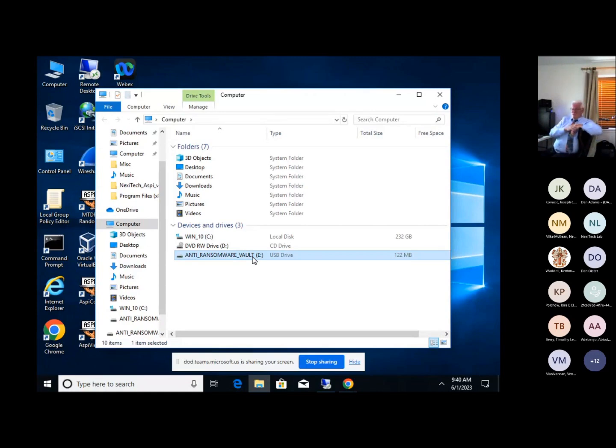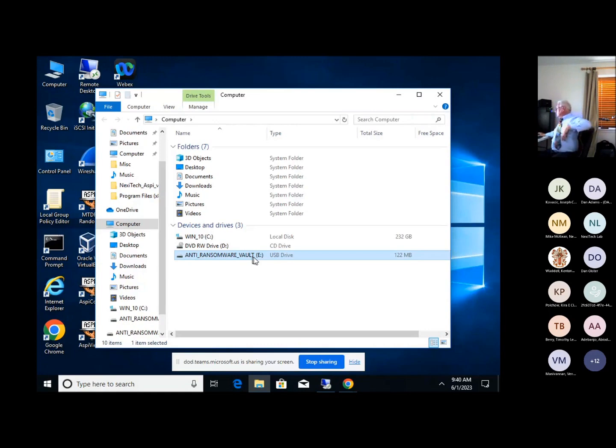I know USB devices have fallen out of favor and are not to be used in the Department of Defense, so I didn't want that to be a stumbling block. This is a technology that could be applied to any type of storage device. So that's just a quick preview.